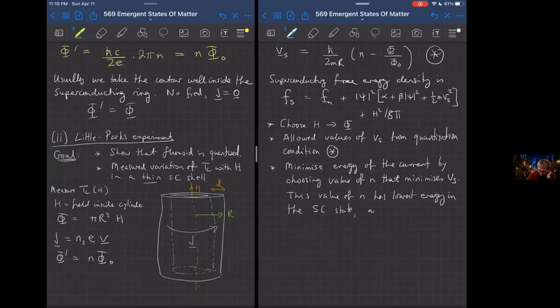And so it's going to be more thermodynamically stable than other values of n, or other states with different values of n. Okay, if it's more thermodynamically stable, then that means it will have the highest Tc.